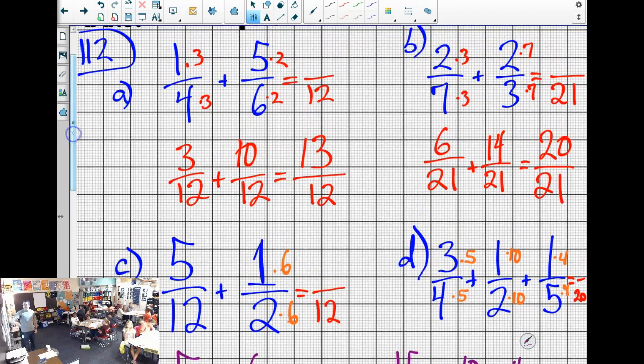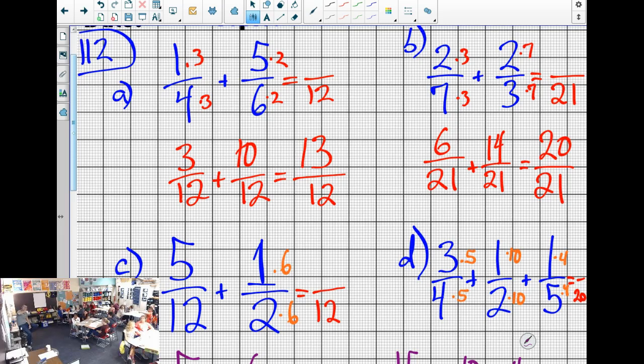All right. I need some help checking my work because everybody can make mistakes. Nobody's exempt. So, hey, stay with me a second because you have to check and see if I did things right. In A, I multiplied by 3's and 2's to get 3/12 and 10/12, making 13/12.